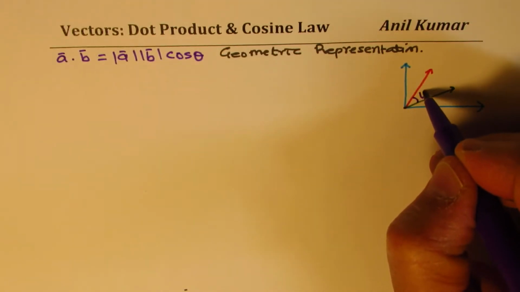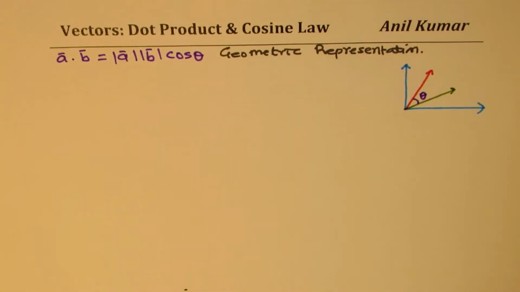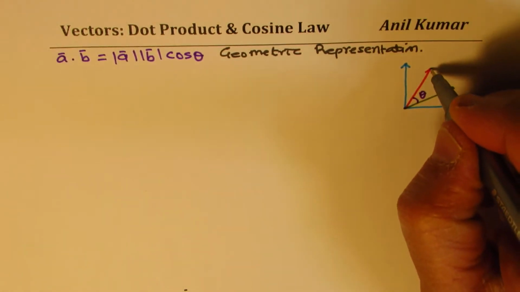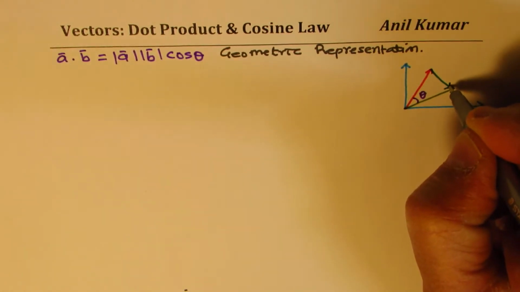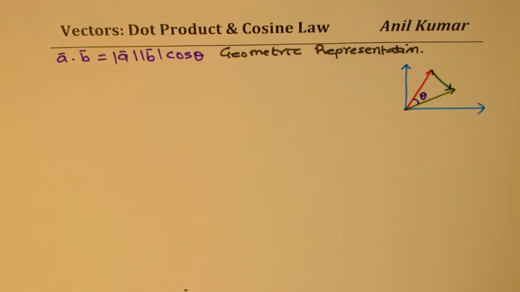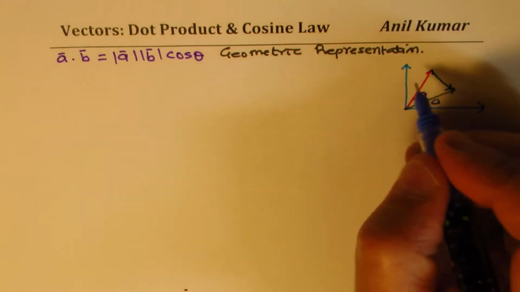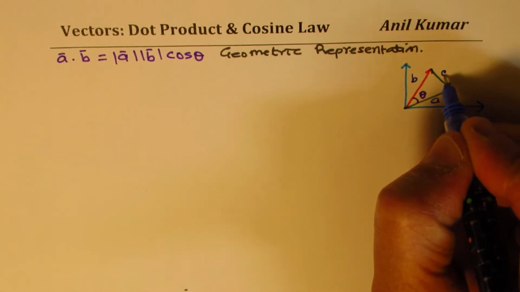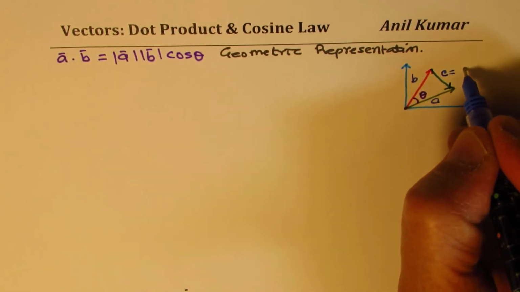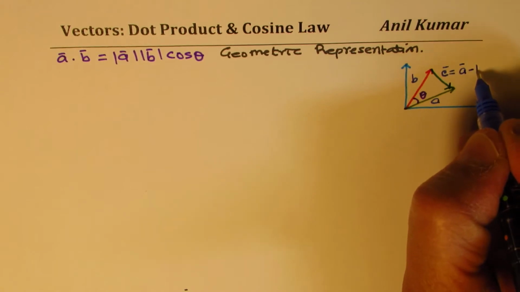These vectors are at an angle theta, right? And let's close it up with vector C. So let us say we are given vector A, vector B, and this is vector C, which in this case will be vector A minus vector B, correct?